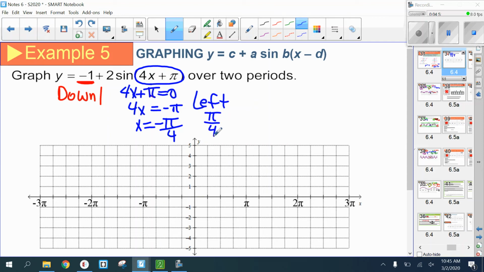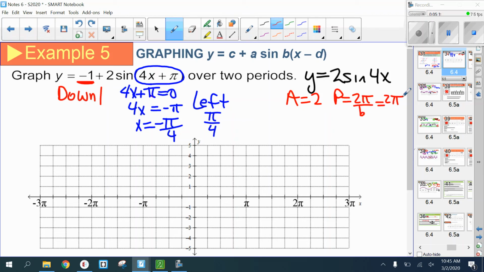So we've got 2 shifts. We're going to have to go down 1 and left pi over 4. So imagine what the equation would be like without the shifting. Taking out the shifting, you'd have y equals 2 sine 4x. I have to leave that 4 in there because that's going to be what determines the period. Amplitude is 2, and the period is 2 pi over b, or 2 pi over 4, which reduces to pi over 2.